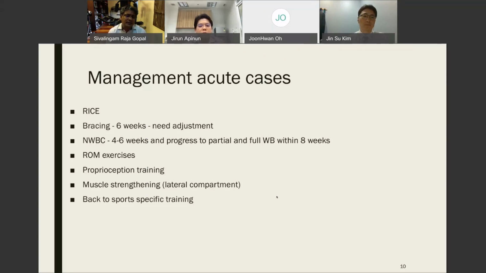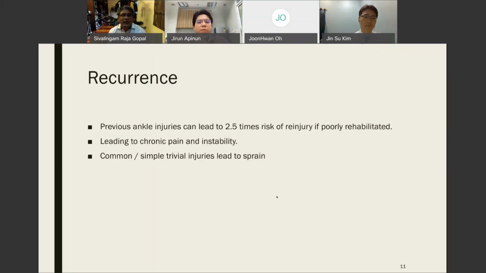Range of motion exercise is started immediately. Proprioception training, and lateral compartment specific training as well. Back to sports starts at about 3 to 4 months. We start training them back to sports, and they go back to full sport after about 6 months. But they will have to wear the ankle brace during this time in acute cases.